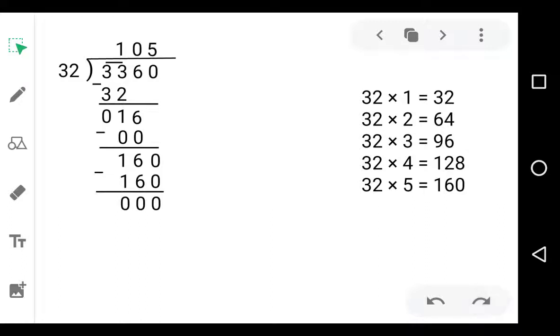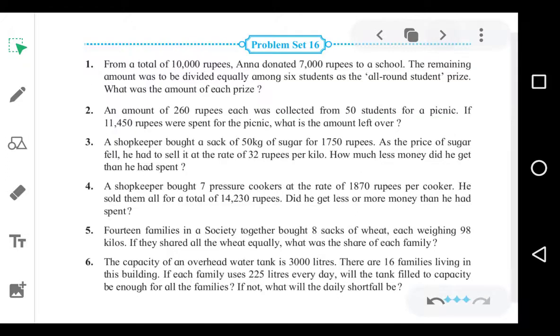160 minus 160, 0. Here we get the quotient 105. So the number of rows is 105. Now let's solve problem set 16. There are 6 questions in problem set 16. We solve them one by one.